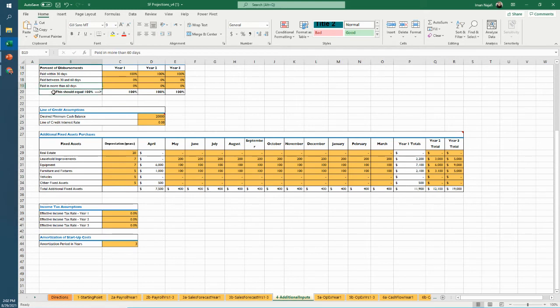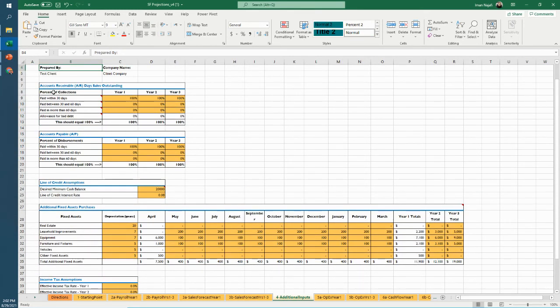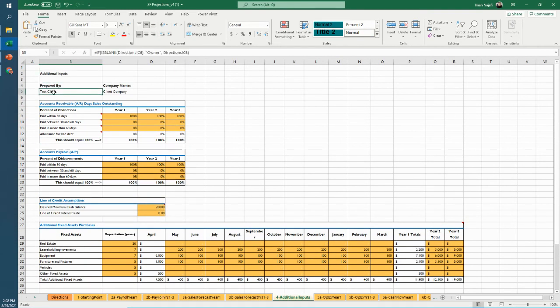Additionally, we need some other inputs for the information, like how much is your accounts receivable, how many days is your accounts payable? What is the line of credit assumption? What is the interest rate of your line of credit? What are the additional fixed assets that you have to buy in the period of 3 years?